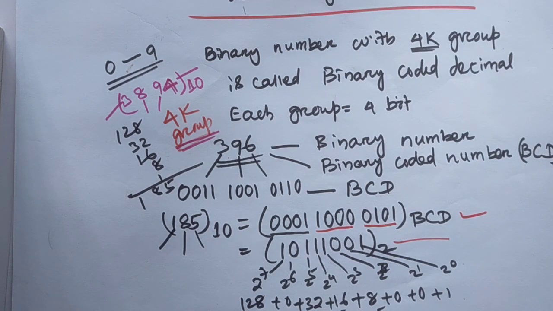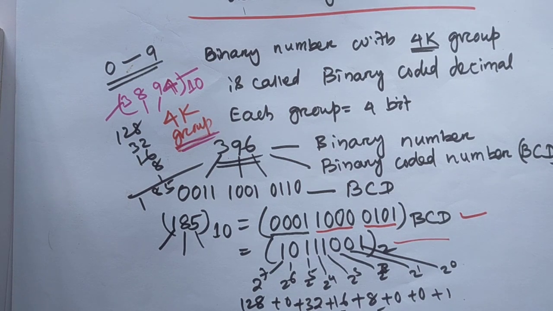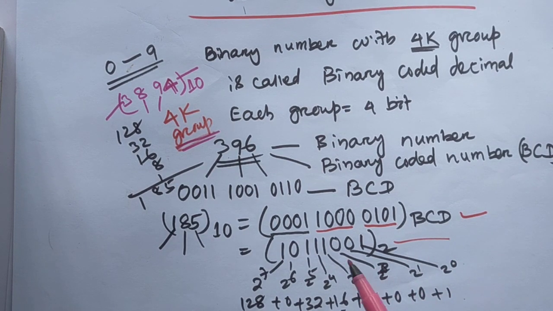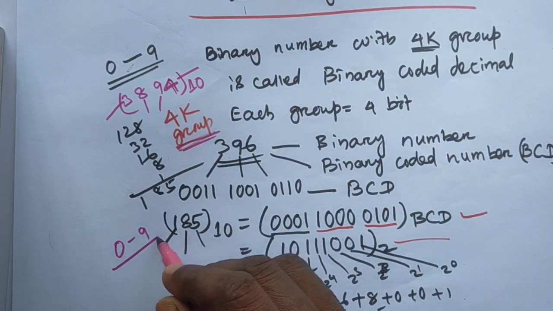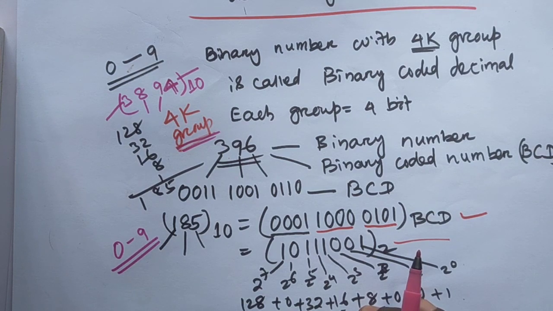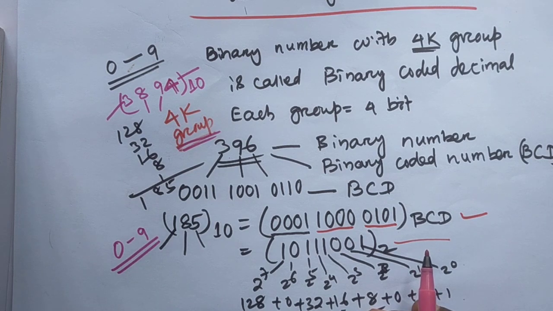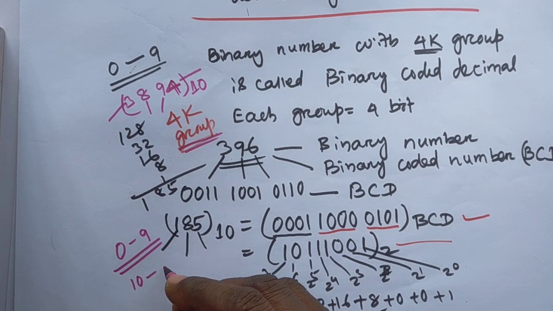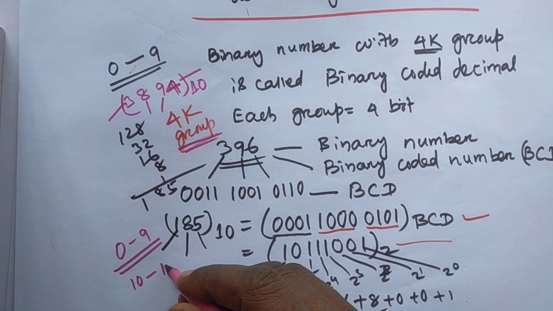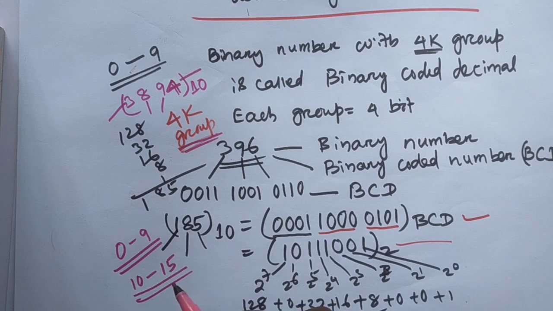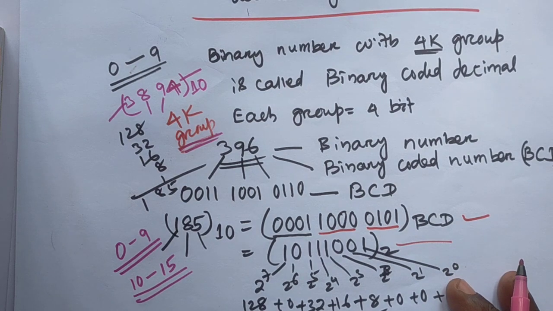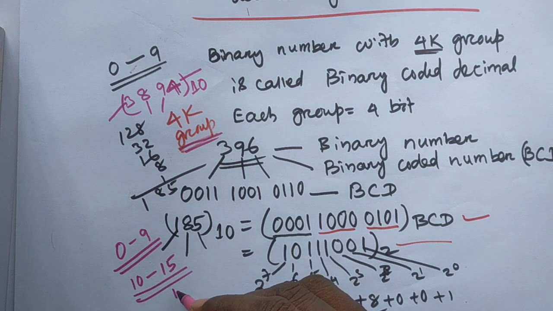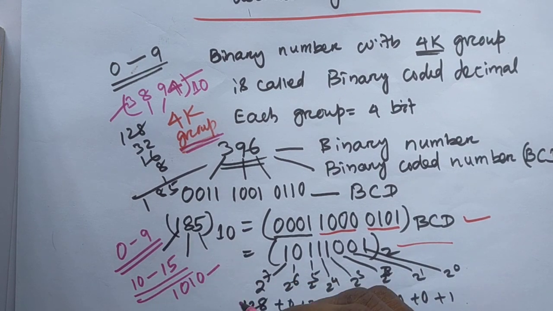More than 9 cannot be considered, because we know that the decimal digits are starting from 0 to 9. That number only we consider, not 10, 11, 12, 13, 14, not like this. Whenever we go through hexadecimal numbers, 10 to 15, the binary form of 10 to 15 cannot be considered. It has no meaning for BCD, because 10 to 15 is more than 9. 10 is 1010, so it is more than 9.